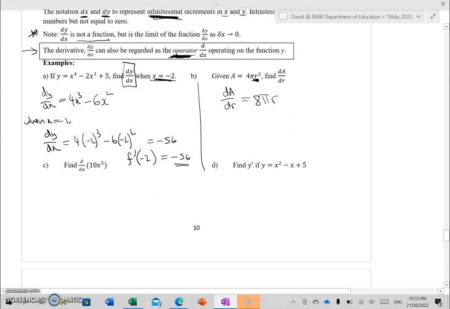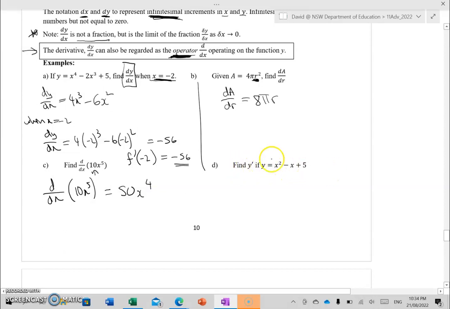Okay, next one. So this is d dx of 10x to the power of 5. That 10x to the power of 5 is the function that we want to differentiate, okay? They've just put the function that we want to differentiate here, and the d dx is supplying the derivative. So d dx of 10x to the power of 5, you just differentiate like normal. So bring down the 5, that'll be 50x to the power of 4, okay?